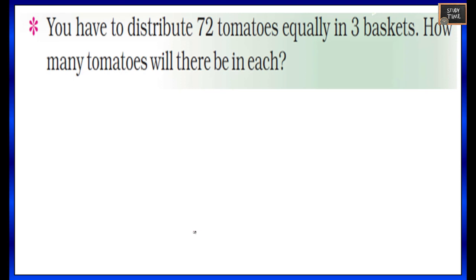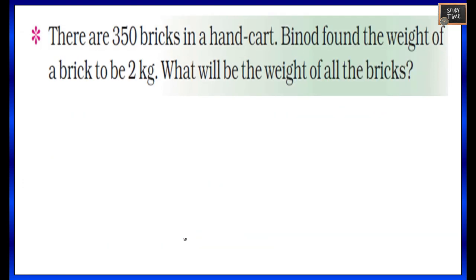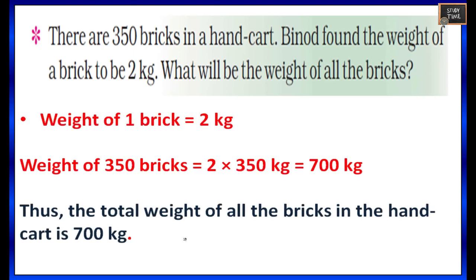Next, you have to distribute 72 tomatoes equally in 3 baskets. How many tomatoes will there be in each? 72 divided by 3 is 24. You all know that it should be distributed equally. So, each basket contains 24 tomatoes. Next, there are 350 bricks in a handcart. Binod found the weight of a brick to be 2 kg. What will be the weight of all the bricks? It is easy. 2 into 350 is 700. So, 700 is the answer.